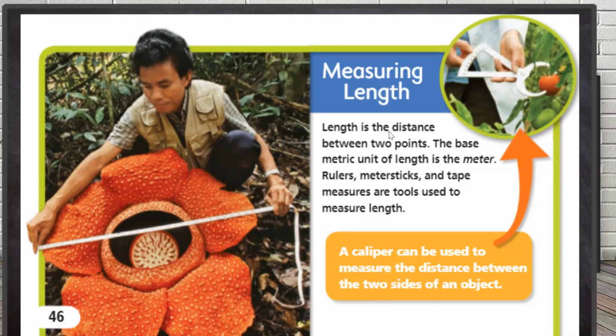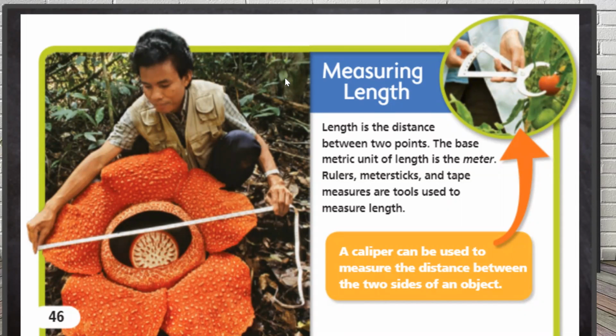It measures objects that have a small distance or a long distance. Thank you. Okay, Mariana, tell me, this caliper can be used to measure what? The distance between the two sides of an object. Excellent. The distance between the two sides of an object.